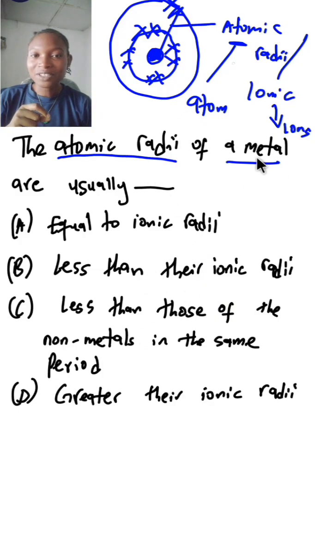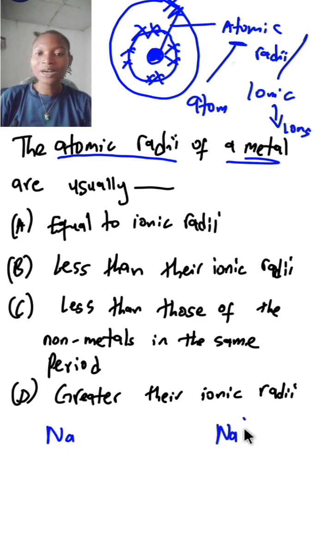Okay, we are talking about metal. Is metal usually positive or negative? I mean, is it cation or anion? So that means a metal is a cation. Everybody knows that. Okay, let's assume that we are using sodium. So we have a sodium atom and we have a sodium ion.